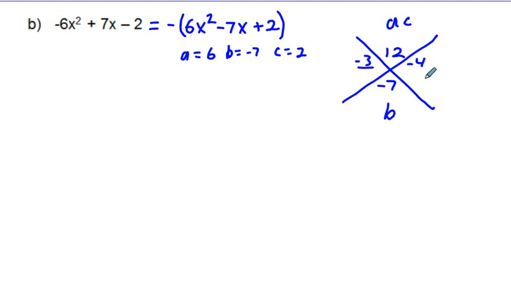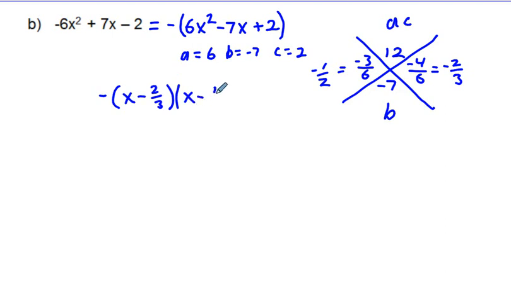And then we divide each of these numbers by a, and a is 6. And simplify. So negative 3/6 is negative 1/2. And negative 4/6 is negative 2/3. So what we have here is we're going to have the negative sign out front. So we have negative, x minus 2/3 times quantity x minus 1/2.